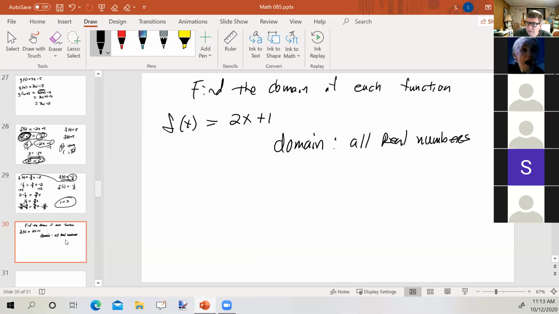Now, back in chapter 2, if you took Math 85, and if you didn't, well, then you could refer back to, I think it's section 2.7. It talks about something called interval notation.